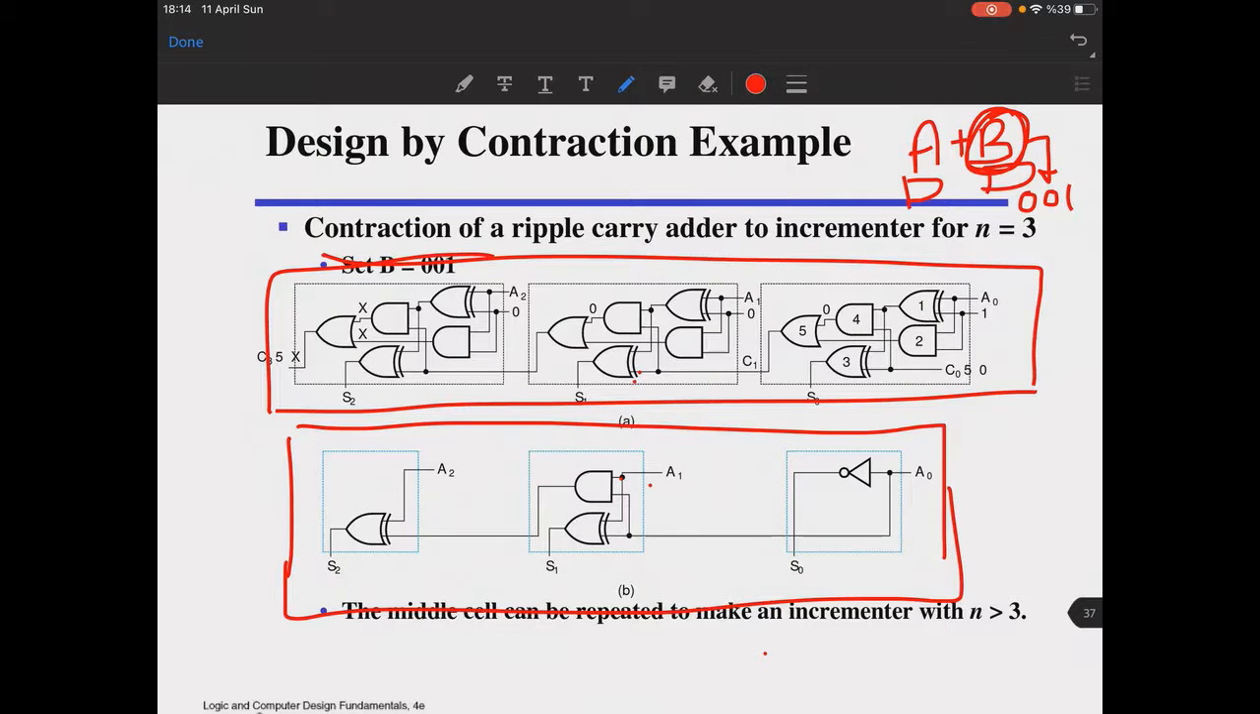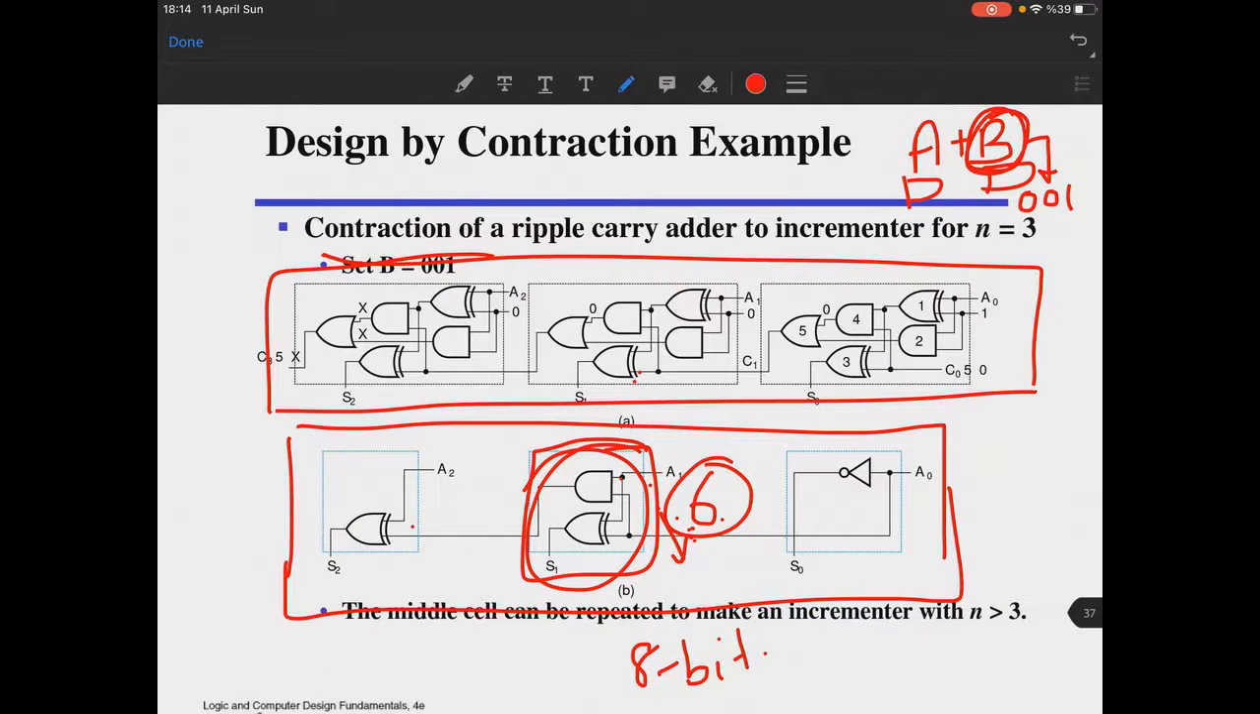Now, if you want to have a larger size incrementer here, for example, for an 8-bit incrementer, you just duplicate the blocks as the middle cell here. If you have, for example, an 8-bit incrementer, what will happen here? You will have 6 of them here, connected exactly like this, but this is your first cell and this is your last cell, but you can multiply this block as much as you want depending on the size of your incrementer.